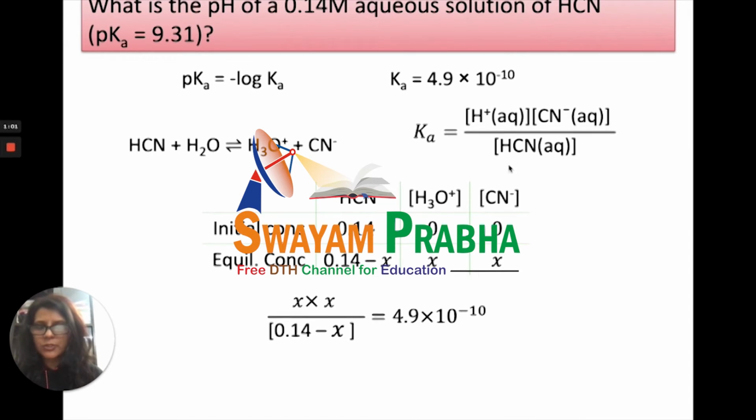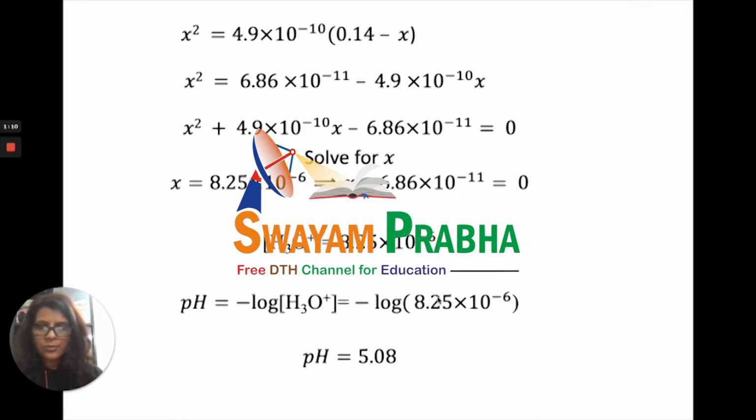Substitute these into Ka, you get x into x upon (0.14 minus x) is equal to 4.9 into 10 to the power minus 10. Now, if you solve this, this becomes a quadratic equation. You solve it for x, you get the value of x as 8.25 into 10 to the power minus 6, right? That means you get [H3O+] is equal to 8.25 into 10 to the power minus 6.